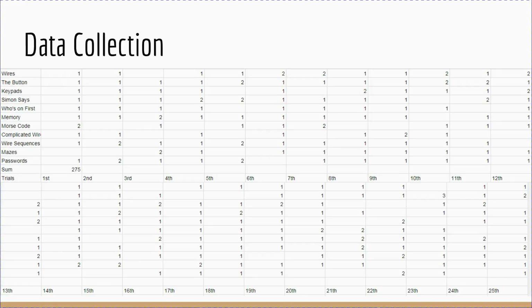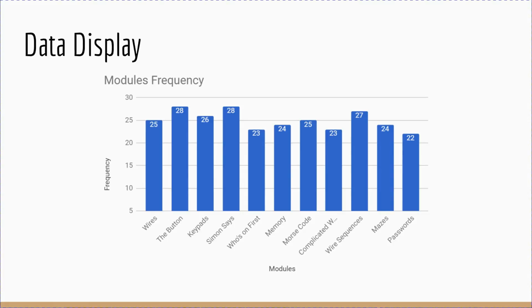So here's the data I collected. You can see all 11 modules, and you can see the frequency of which they appear in any of the 25 trials. So here's a bar graph of the following data that I just collected in a simpler format.